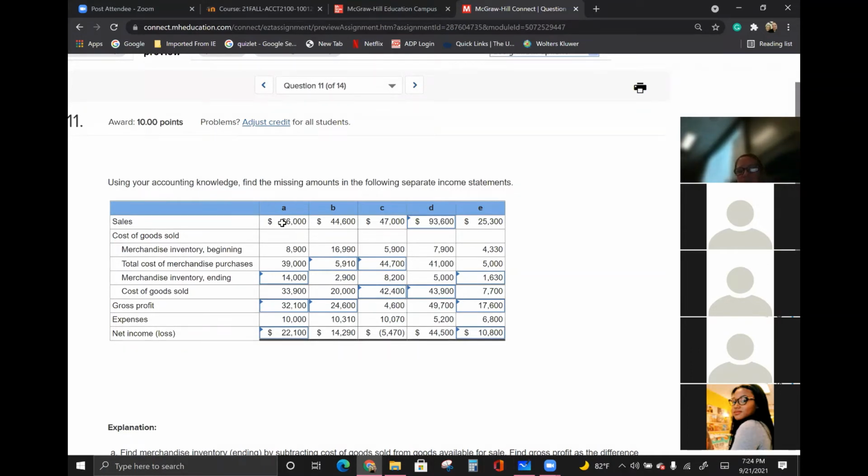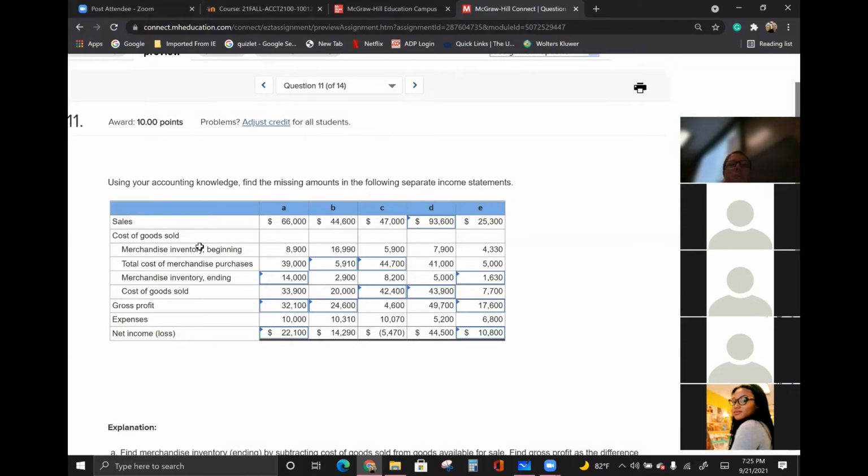Sales, 66,000. Our cost of goods sold. So we have beginning inventory, 8,900. Purchases, 39,000. This would be blank. I have my cost of goods sold, 33,900. Gross profit is blank. My expenses are 10,000, and then my income is going to be blank. All right, so I need to figure out how to calculate those numbers, right?